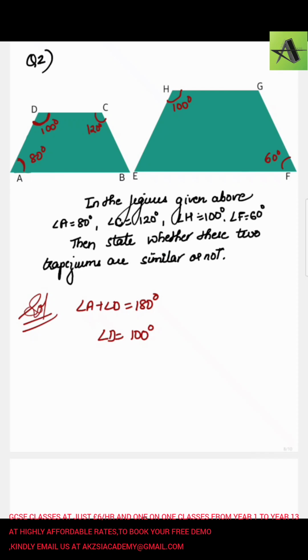Similarly, I can apply the same property. These two lines are parallel and this one is a transversal. Then these two are interior angles, and they add up to 180 degrees. So angle C plus angle B is 180, so angle B will be 180 minus 120, which is 60 degrees. This is what I applied in trapezium ABCD.